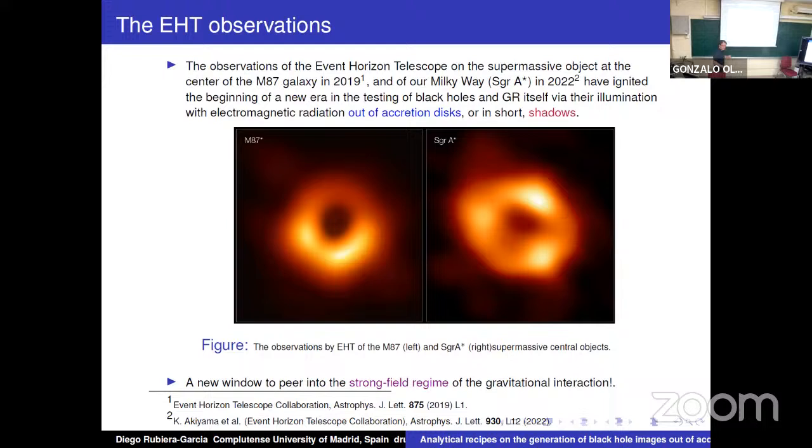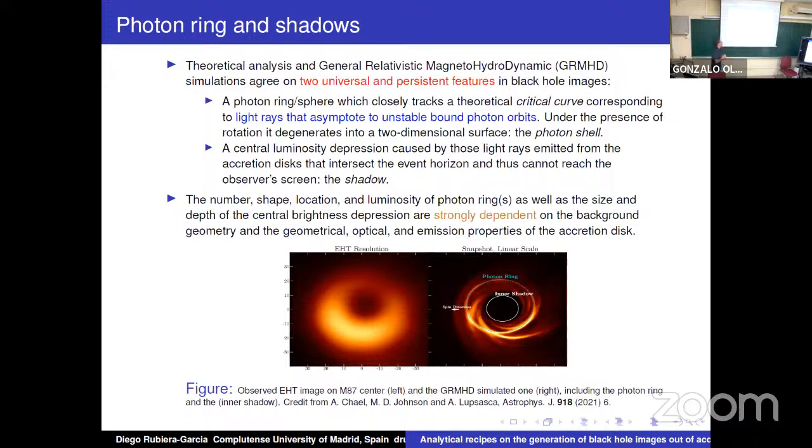Okay. And since we don't know what we are going to be able to measure in the future, we have a new tool to study our theories of gravitational interaction. Okay. So getting into the details of this image, this image agrees mostly with what we were expecting to have.